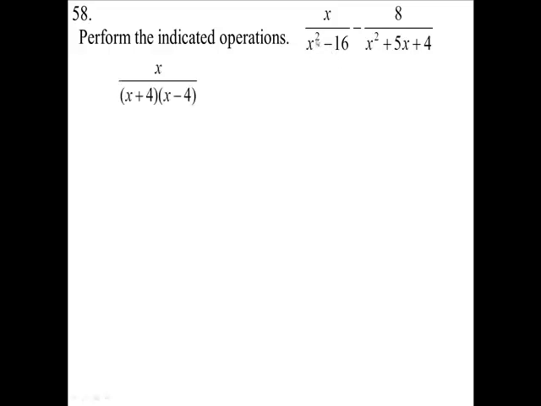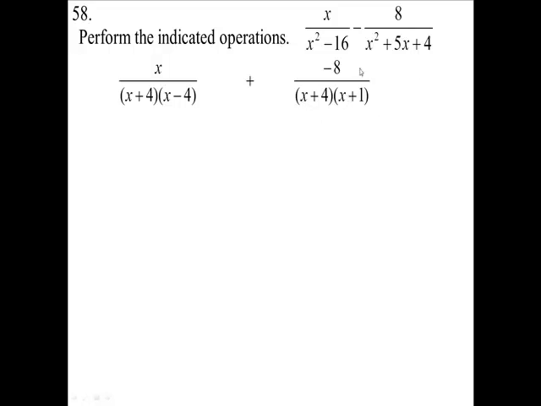Now, x squared minus 16, when you factor x squared minus 16, you get x plus 4 and x minus 4. So we'll rewrite this left fraction here, and instead of x squared minus 16, we'll write the factored form of that. On the second fraction, the right fraction, I have 8 over, now I'm going to factor this. When you factor this, you're going to get x plus 4 and x plus 1.